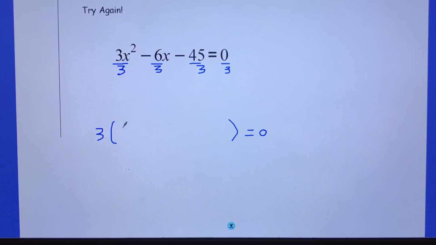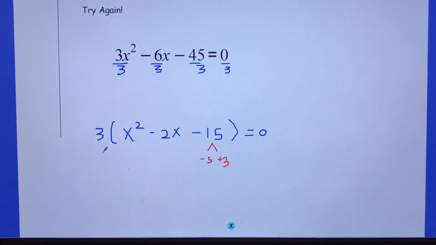3x squared divided by 3 is x squared. Negative 6x divided by 3 is negative 2x. Negative 45 divided by 3 is negative 15. And remember, we're going to have to factor this. So what makes negative 15 that adds up to negative 2? That's going to give me negative 5 times positive 3. So negative 5 times positive 3 is negative 15, and negative 5 plus 3 is negative 2.